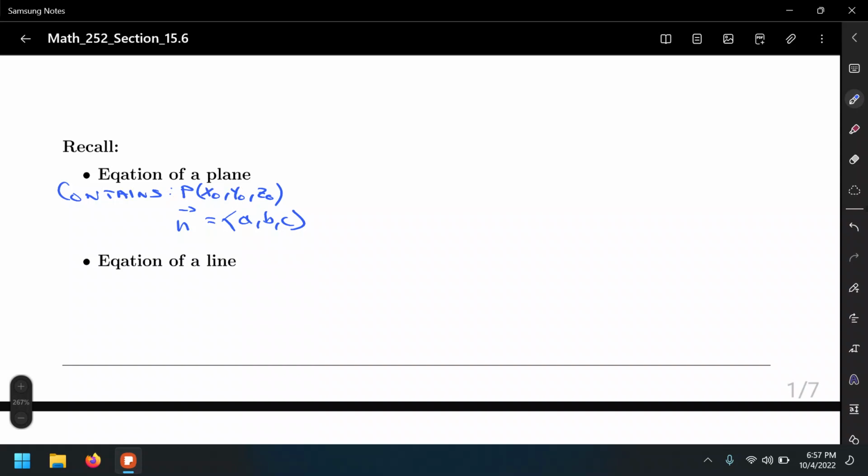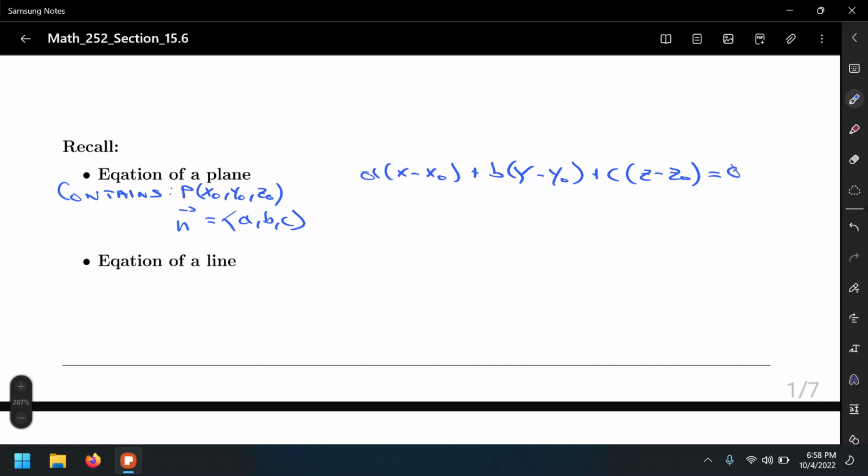You might recall from when we did the derivation of the equation that you can always think of the table as a plane. And that plane always has this normal vector, which is orthogonal to every other vector that you can generate between 2 points that lie on the plane. And that equation was given by a times x minus x naught plus b times y minus y naught plus c times z minus z naught equals 0.